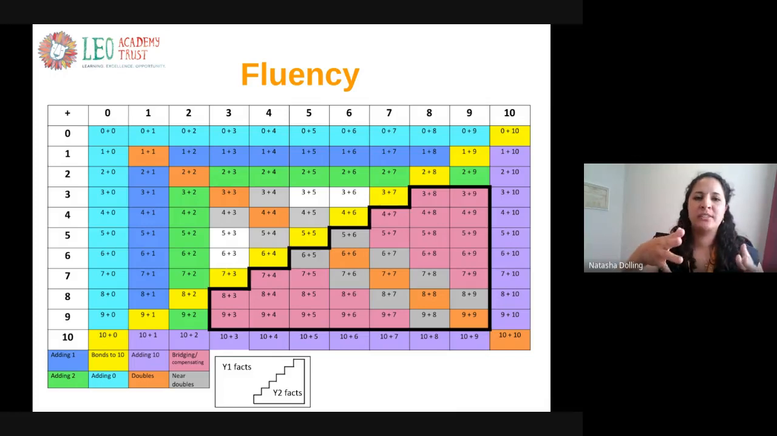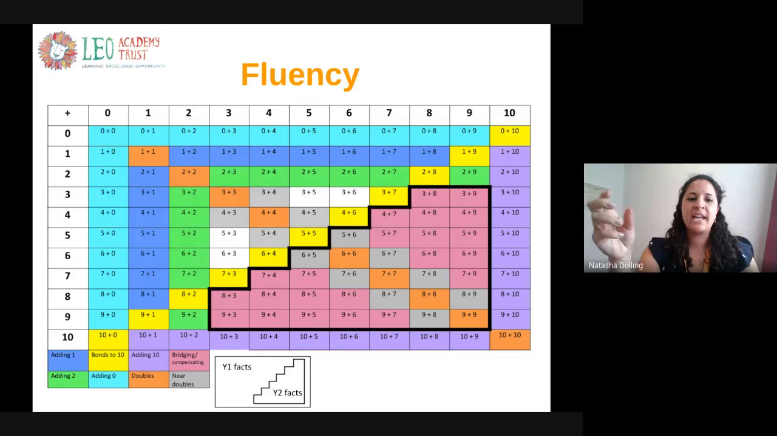The child who is taught to do 1-digit add 1-digit up to 10 in this way and being taught in this order and exposed to these ideas is going to have so much more flexibility in terms of bridging over 10 or spotting near doubles or knowing their number bonds to 10 or compensating and all of those kinds of things.